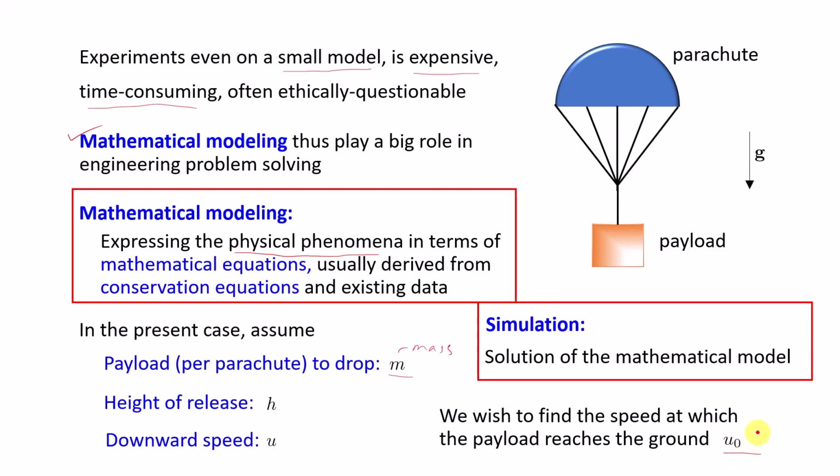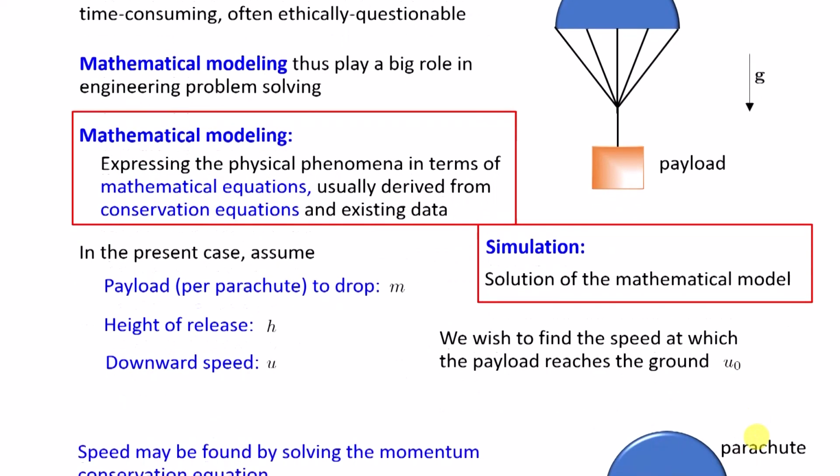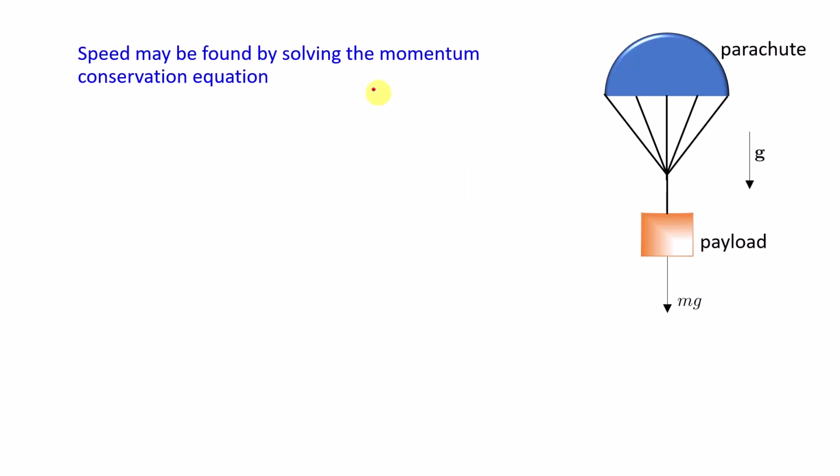So first, of course, we have to create a model. How do you make the model? Of course, it will come from the momentum balance or momentum conservation equation, which is essentially Newton's second law, which is the force balance. So what is the force balance here? The simplest way of balancing the force is that mass into acceleration, m multiplied by du/dt, will be given by mg.